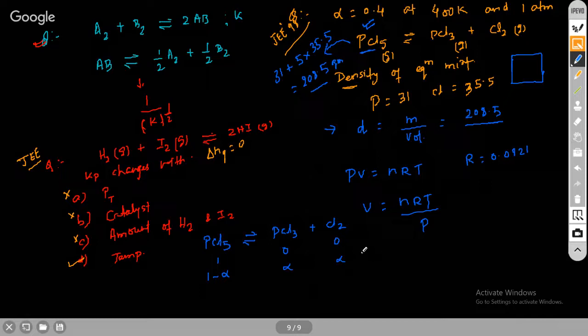Now in this you see 1 minus alpha, alpha and alpha. Total number of moles at equilibrium will be 1 plus alpha. Alpha value is given as 0.4, so the n value will be 1.4. This n value you will substitute here: 1.4 into R, which is 0.0821, into 400, divided by 1. This gives you the volume. This volume you substitute here, and you'll get the answer.